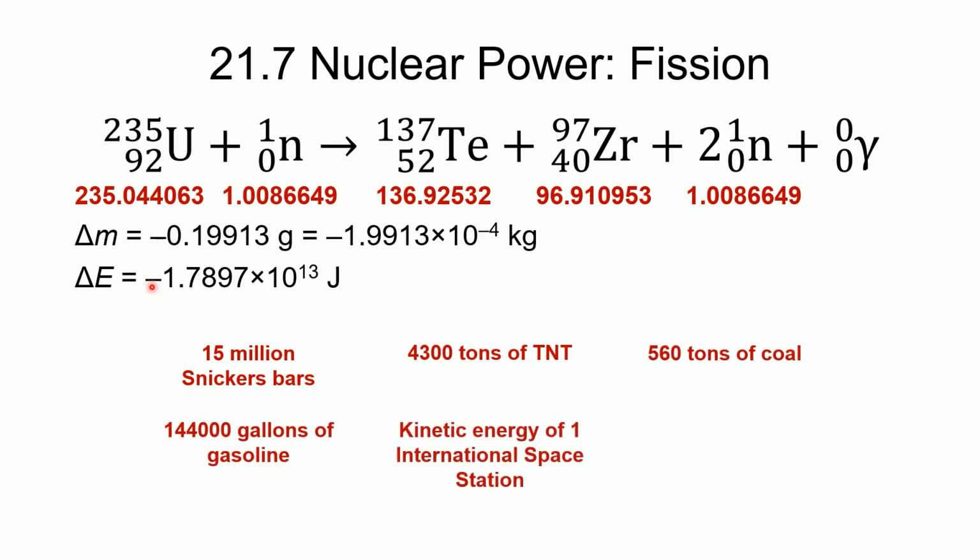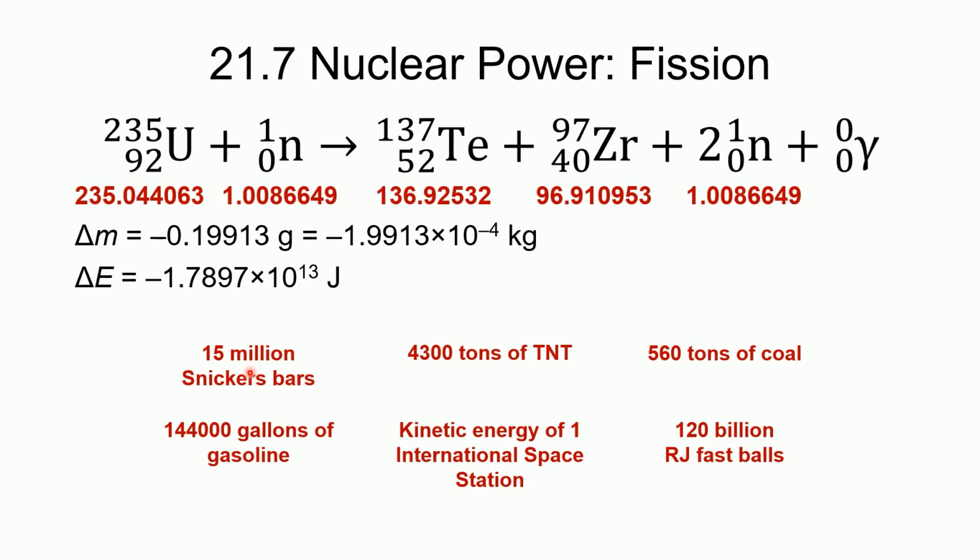So with that change in energy of negative 1.7897 times 10 to the 13 joules, we'll find that that is roughly equivalent to 15 million Snickers candy bars of energy. So if you want to try to consume that much energy, I recommend not doing that. That would be very dangerous. Although delicious for the first few candy bars, the last 14,999,990 of those candy bars would probably make you very, very sick.